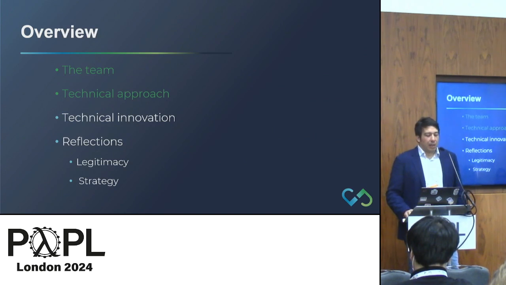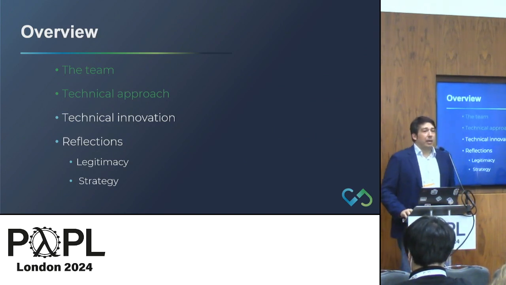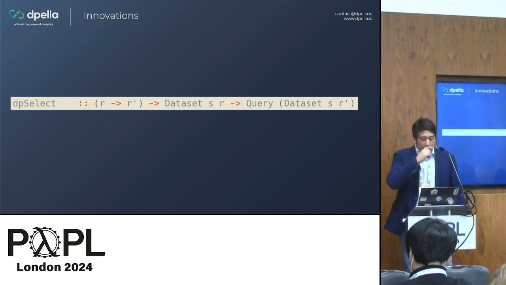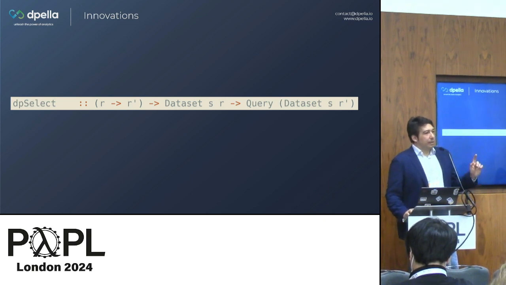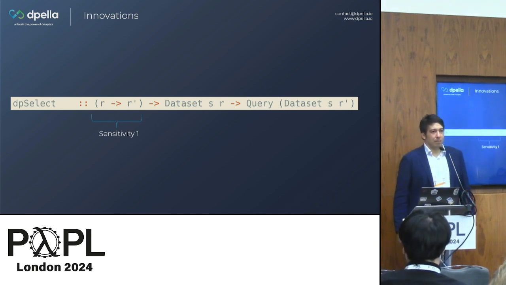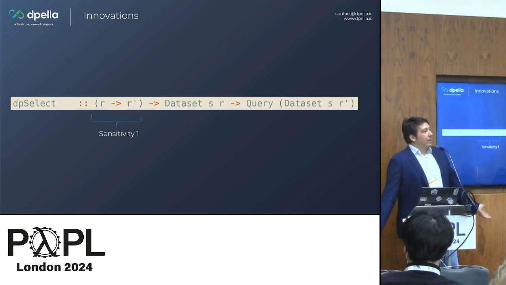All right. Let me show you one technical innovation that we are doing in the company. This is one of the transformations that I showed you quickly. DP select means: give me a data set and a function, and I will map the function over all the rows in the data set. It turns out that for this to be sound, this function needs to have sensitivity 1. The Haskell function has to have sensitivity 1. How do you compute the sensitivity of an arbitrary Haskell function?